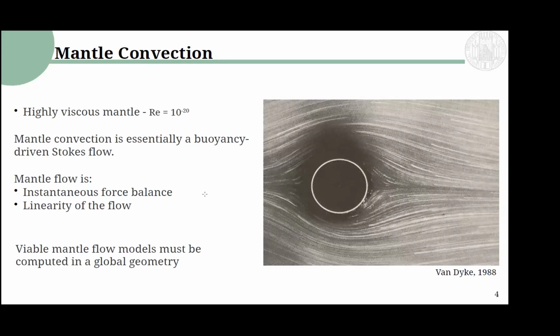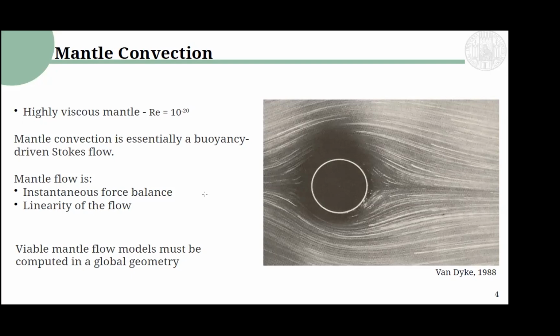This implies that the flow is entirely defined by the boundary conditions at any moment in time. So any change in forces in the surrounding fluid will produce an instantaneous balance of the forces. That means that viable mantle flows must be computed in a global geometry, because if we choose another type of geometry, the boundary conditions will strongly affect the fluid, and this will not be a representative way of showing mantle convection.